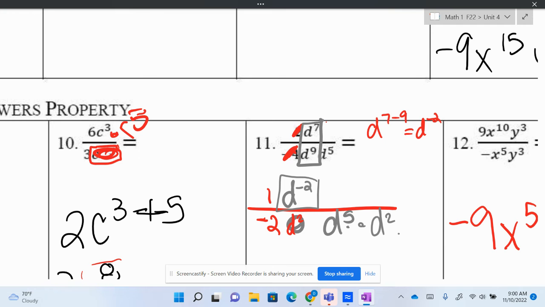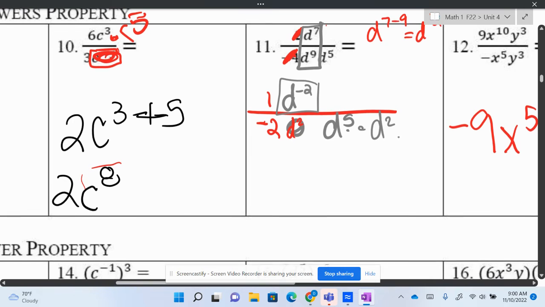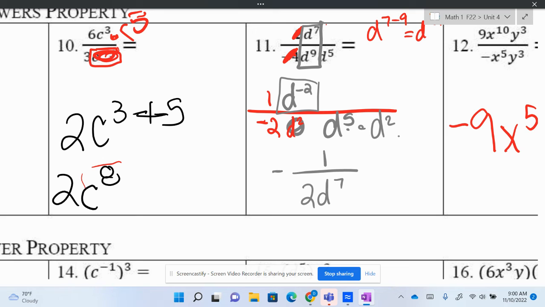And then I'm going to add these two. And 5 and 2 is 7, so I really have 1 over 2D to the 7th. And I always move the negative out to the side, because it doesn't matter if your negative is in the numerator, the denominator, or out to the side, as long as we're not raising something to a power.